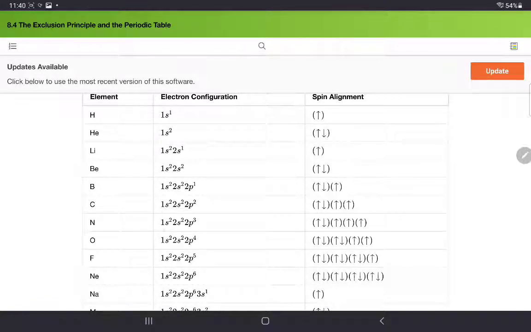And you can see that first we added up to the ground state of helium, that's 1s2. And then we added up to the ground state of beryllium, right? 1s2, 2s2. And then we had to add 3 electrons into the 2p orbital. N equals 2, and then L equals 1, right? P is L equals 1. And I had to put 3 electrons there.